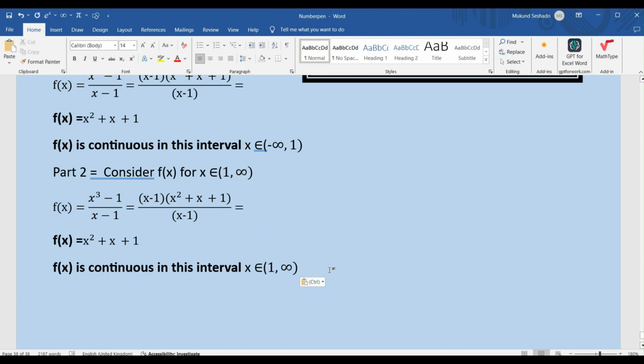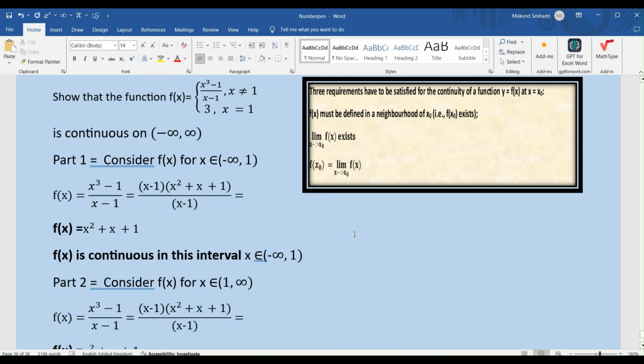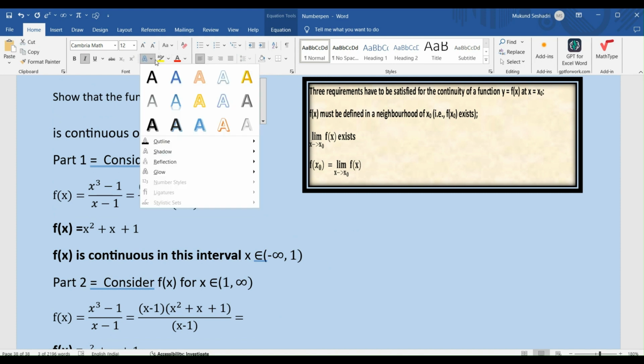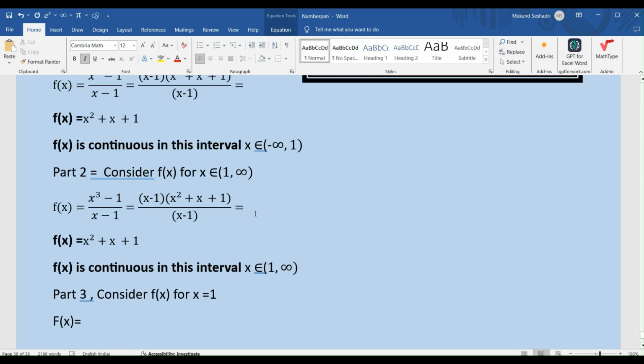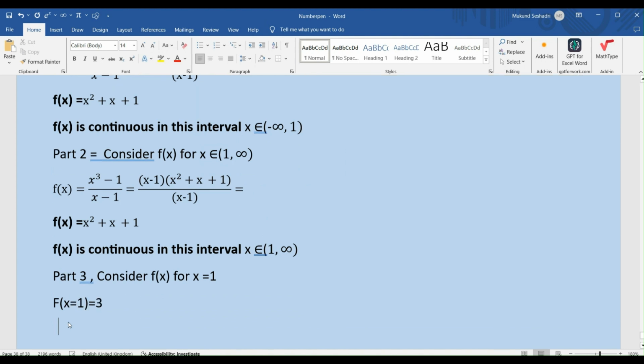So the point of concern is going to be our part 3, because we've been asked to prove that this function is continuous at all points in the open interval minus infinity to plus infinity, right? For x equals 1, what is my f of x at x equals 1? I go back and I see that I have been given a value, let me highlight this in yellow, which is 3. So my f of x at x equals 1 is 3.